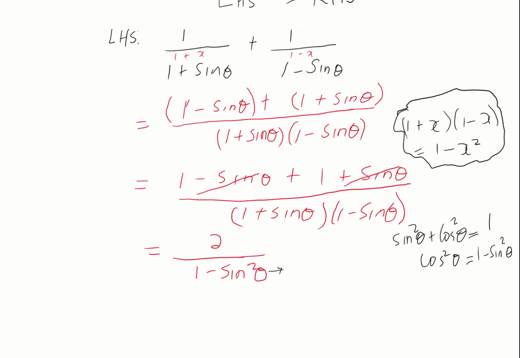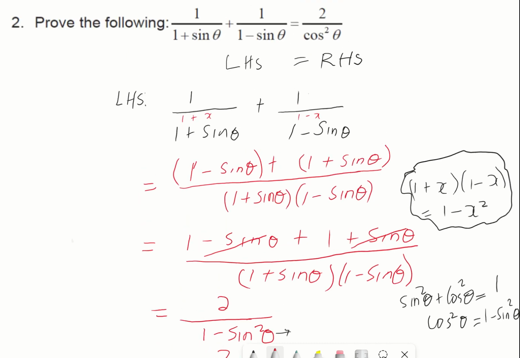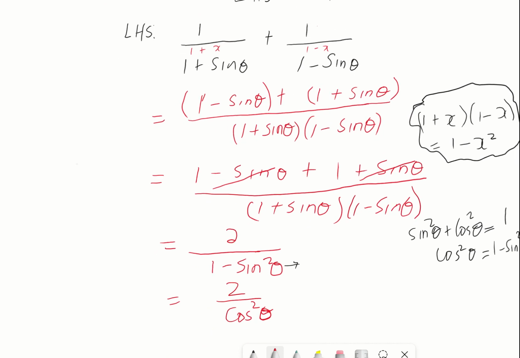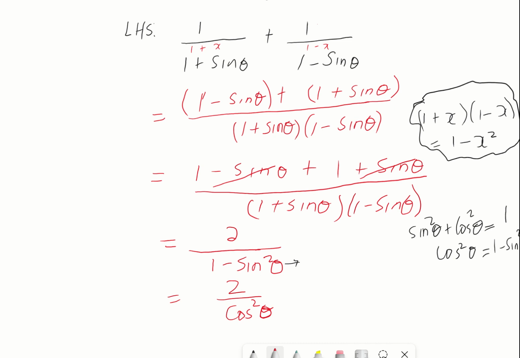Having done that, you come in and say, I know that this is going to be 2 over cos squared theta. It seems this is simplified, and when I look at what I was supposed to get, my right hand side, this is exactly my right hand side. And then you conclude and say, therefore my left hand side is equal to my right hand side.